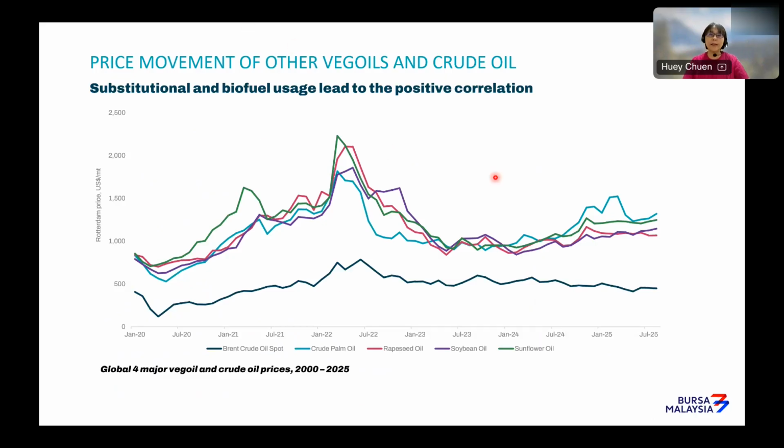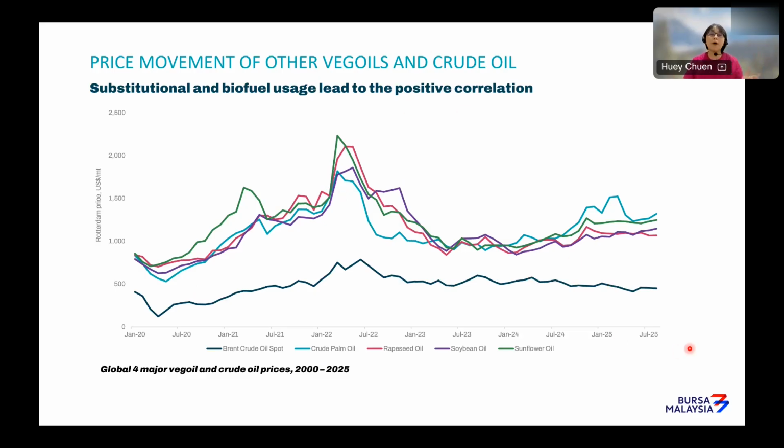Other factors that affect the movement of CPO prices are the price movements of other vegetable oils, and I also added here the Brent crude oil. Why did I add the crude oil prices here? Because the use of biodiesel, or veg oil as a biofuel or energy feedstock, has increased. In the past, it was less than 10%, but now 30 to 37% of veg oil is used as a feedstock to produce biofuel. Because of that, they're also correlated with the crude oil price. So when crude oil prices spike, you can see veg oil prices spike together. All the veg oil prices are positively correlated.